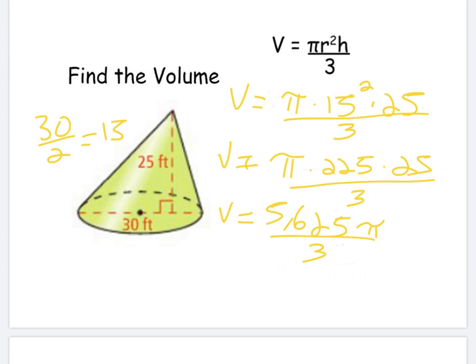Again, just like with the cylinder, I'm leaving our answer in terms of pi, so I'm dividing 5,625 by 3, and I get 1,875, and we still have our pi. So our answer is: the volume of the cone is 1,875 pi, and then our units are feet cubed.